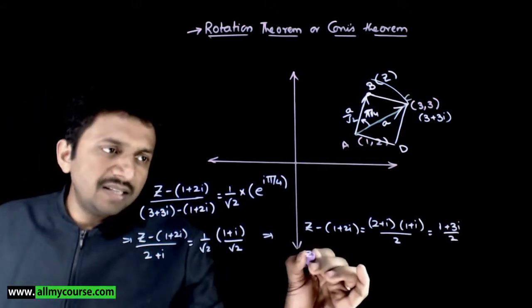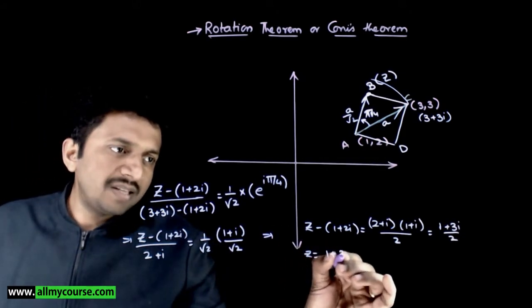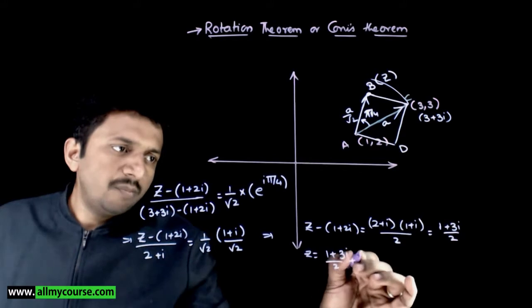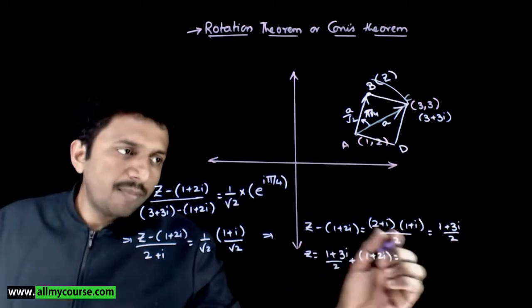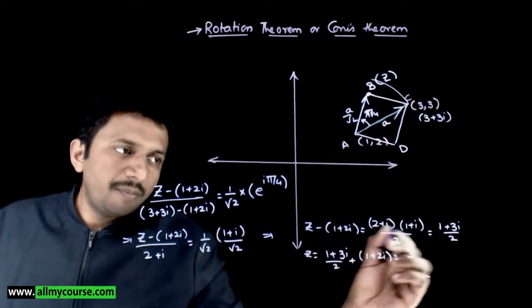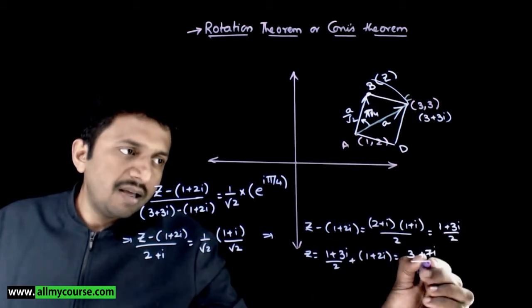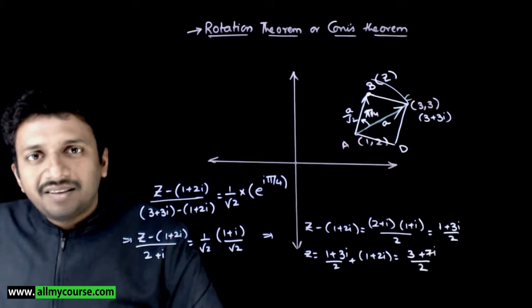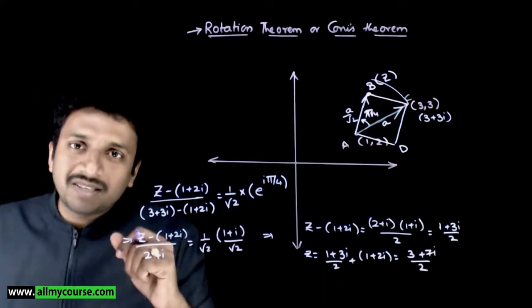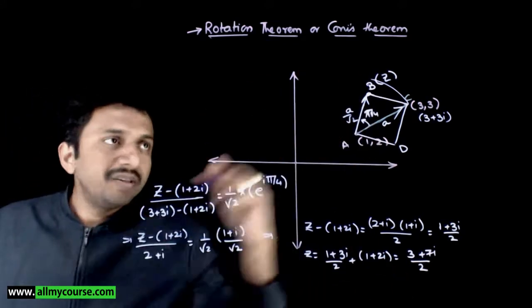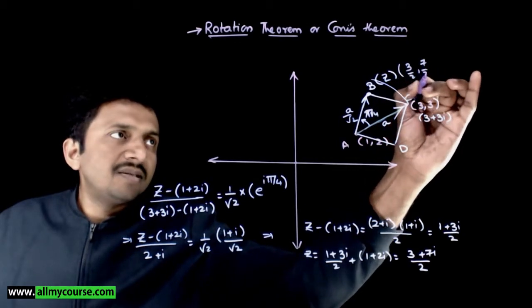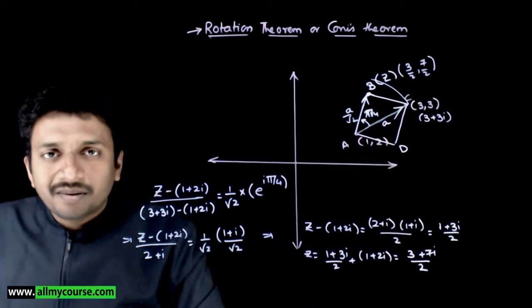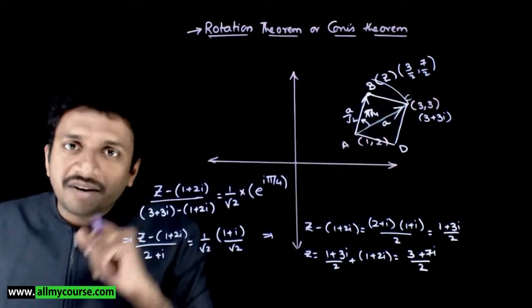So z is equal to (1 plus 3i) by 2 plus (1 plus 2i), that is equal to 1 plus 2 is 3, 3i plus 4i is 7i, by 2. So this is my complex number corresponding to B. So the point will be 3 by 2 comma 7 by 2. So I hope this is clear.